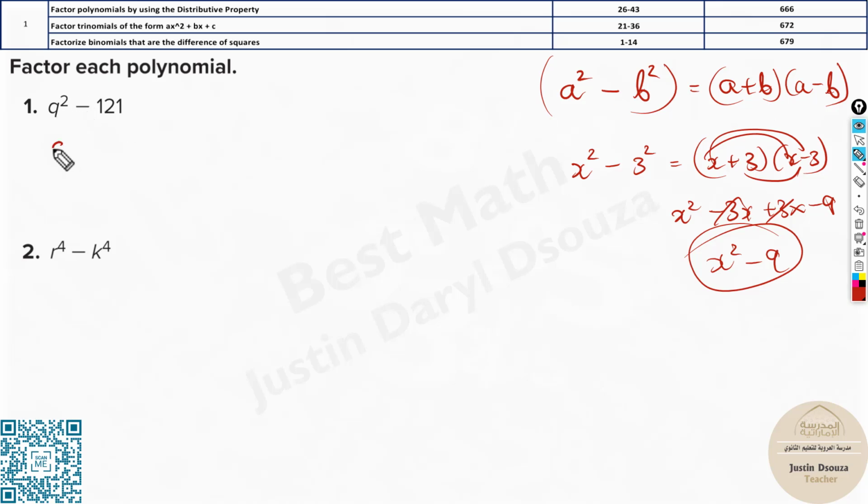Now first step would be writing it in the reduced form. This is already q squared, that's fine. But here it's a single number that can be written as a square. How would you solve it? If you can't think of any number which multiplied by itself gives 121, then you can use your calculator. But here, if you know the powers, 11 squared will be 121. Directly you can do it. Otherwise, you can also use your calculator.